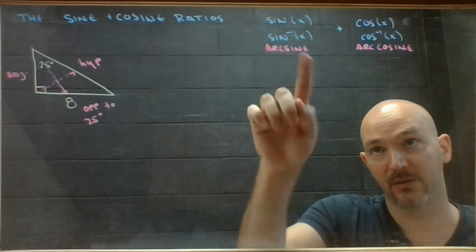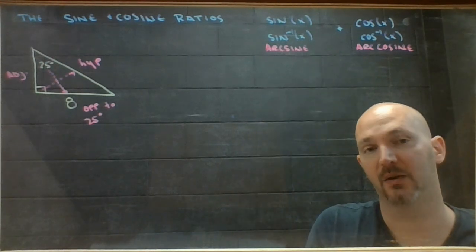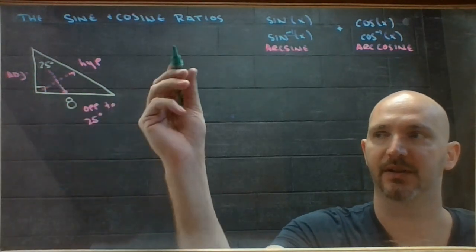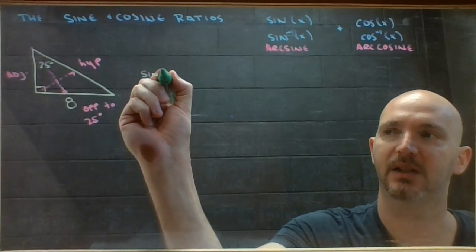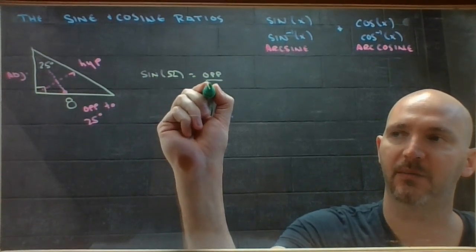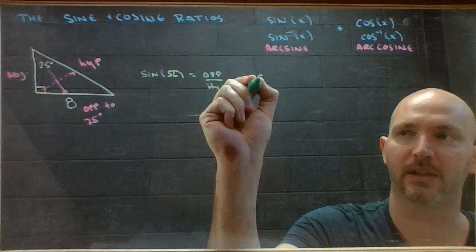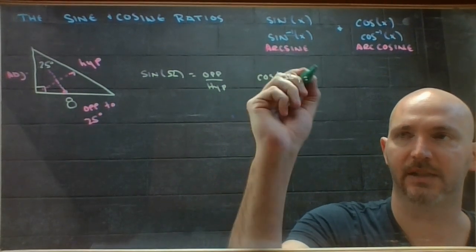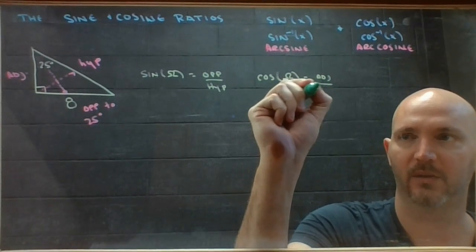So I've got these two new ratios here. I've got the sine, the cos, and the tan, which we've already rejected because we don't know the adjacent side. So let me just write them out here. Sine of any angle is the opposite over the hypotenuse, and the cosine of any angle is the adjacent over the hypotenuse.